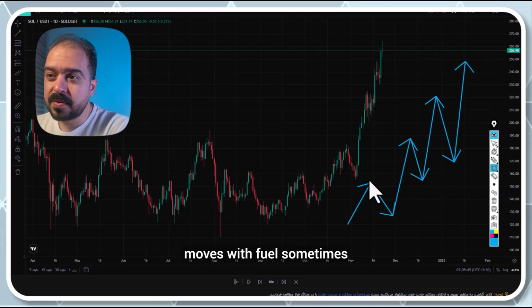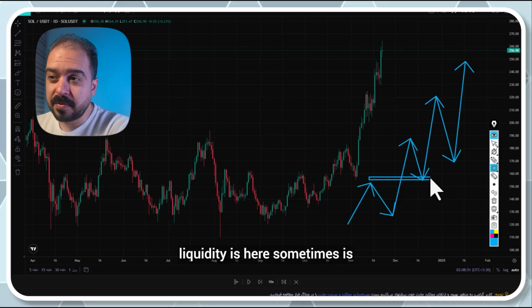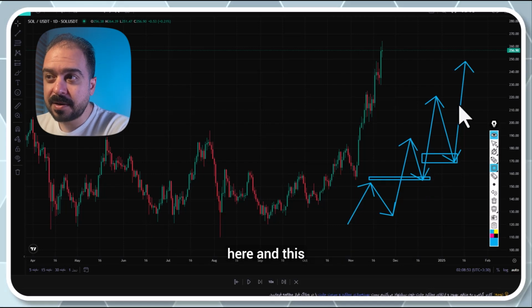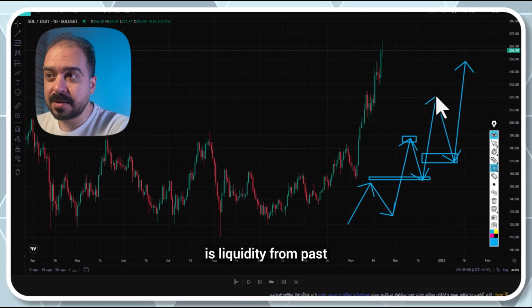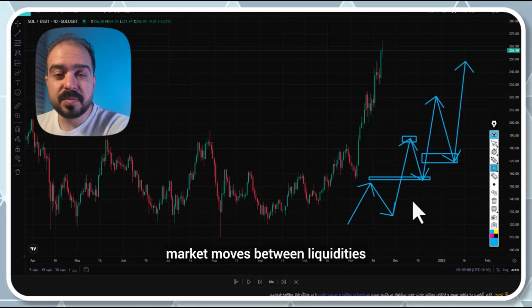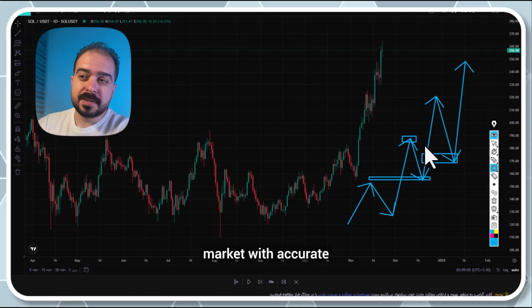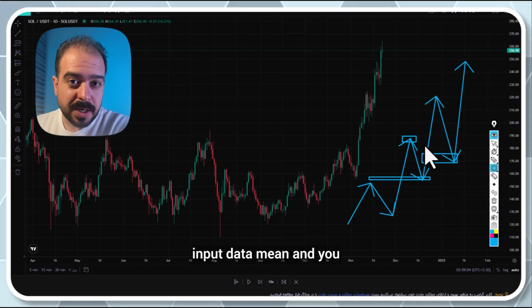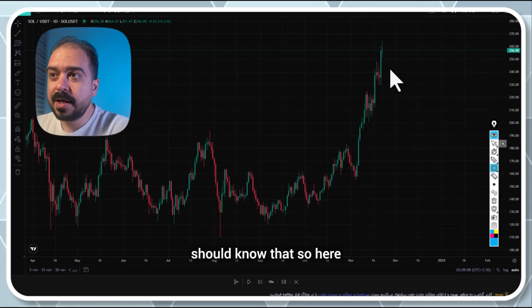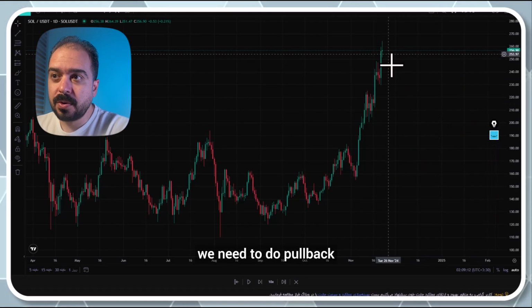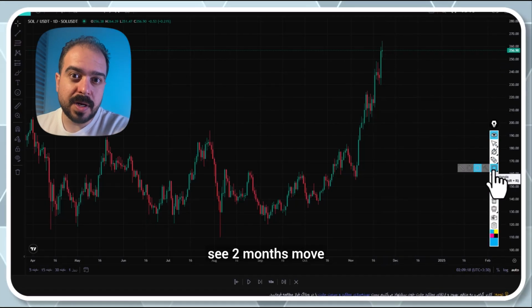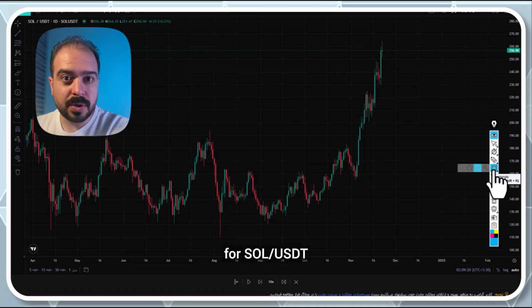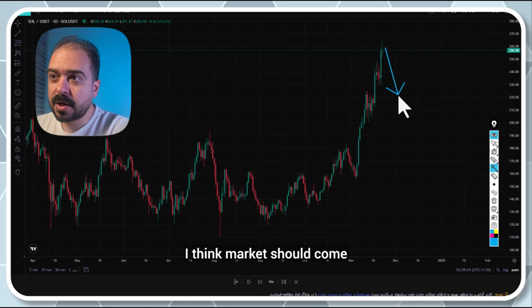Market moves with fuel. Sometimes liquidity is here, sometimes it's here, and this is liquidity from past, this is liquidity from past. Market moves between liquidities, with accurate input data, and you should know that. So here we need to do a pullback, I think, to this place, and we are here to see the 2 months move for Sol USDT.